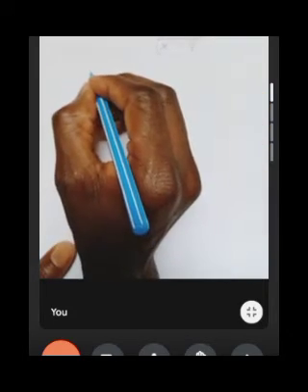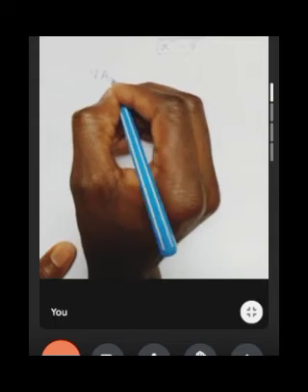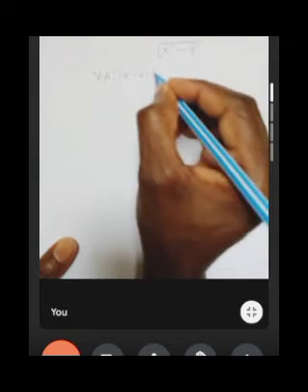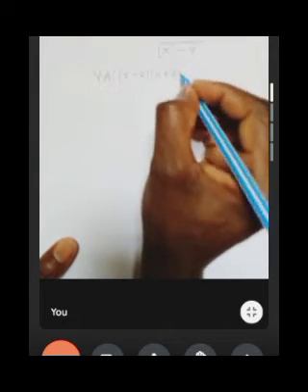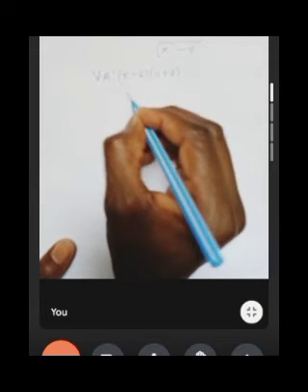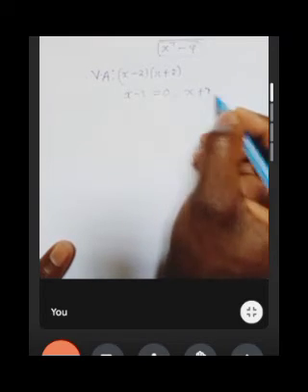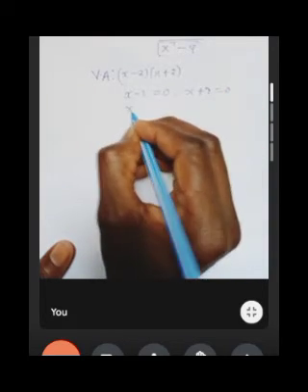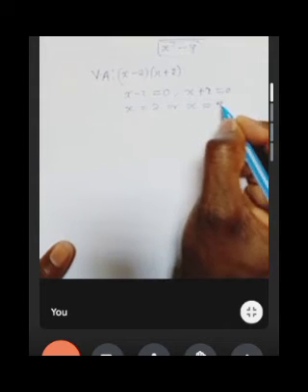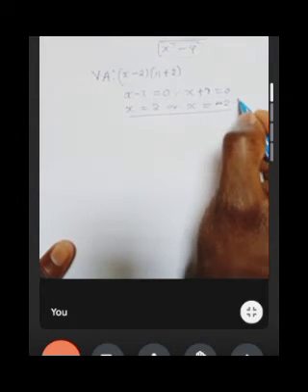First of all, you say vertical asymptote. This one is a difference of two squares. We're going to have x minus 2 and x plus 2, and these are going to be my vertical asymptotes. How? I'll make sure that x minus 2 has been equated to 0 and also x plus 2 has been equated to 0. And x is going to be equal to 2, or x can be equal to what? Negative 2. These two are going to be my vertical asymptotes.